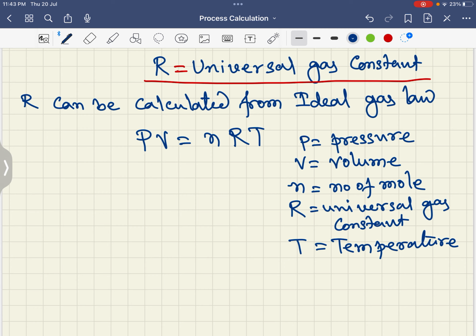Now here if we reorganize, so R will be PV by NT. Now at standard temperature and pressure, what is the volume, molar volume of ideal gas? So that we must remember, and from there we can easily calculate R.